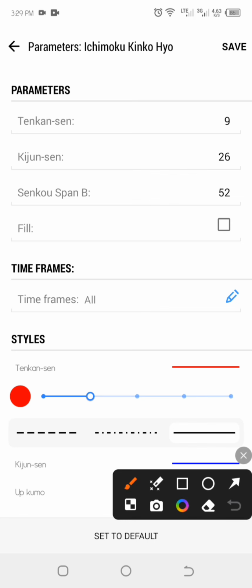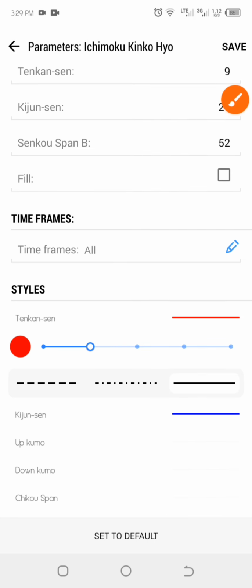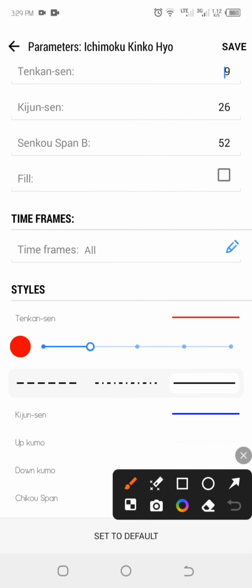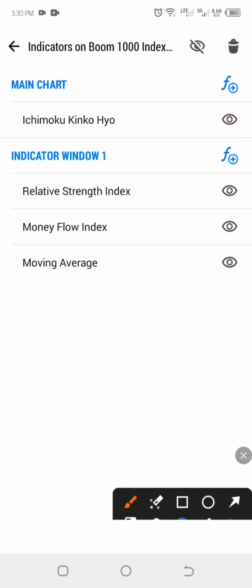Now the Ichimoku, you just have to set it as default. Now the style, the colors we need are the Kenkan and Kijun-sen, and the remaining ones are set as a background color. Then click on save. Once you do that, you are going to have your Ichimoku in your chart.